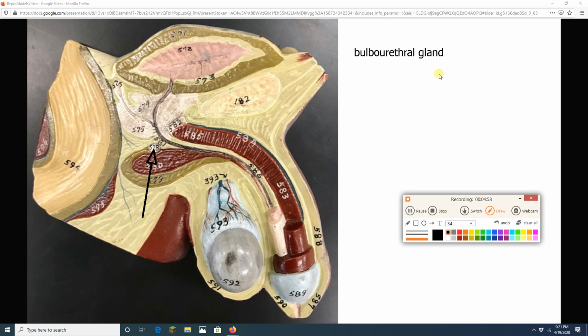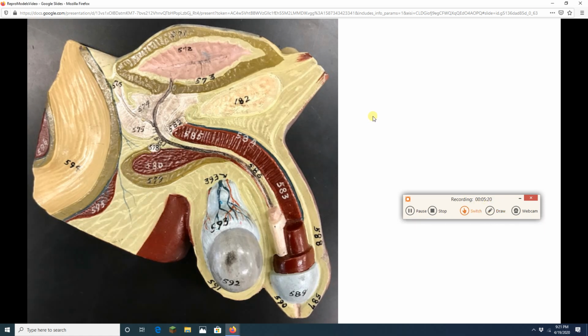There's always leftover pee in the urethra. It's generally acidic. We want to neutralize it. Well, the basic mucus does that. We also want to lubricate the urethra for the high velocity passage of semen, and the bulbourethral mucus will do that as well. All right. On that note, let us continue.